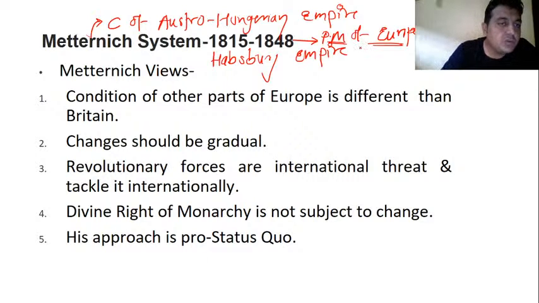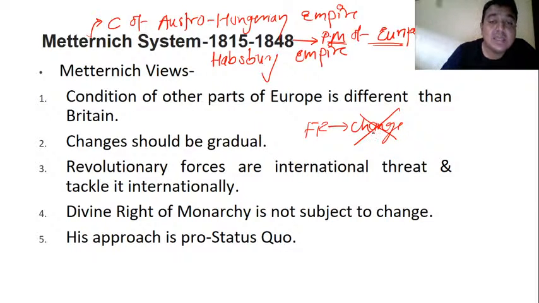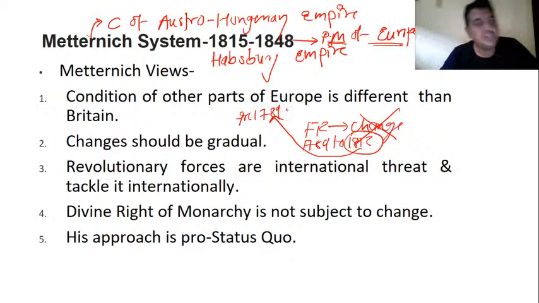But Metternich was a very conservative person. Very conservative means whatever changes were introduced by the French Revolution, he was against them. Whatever changes were introduced from 1789 to 1815, he wanted to reverse everything and make Europe return from 1815 to the pre-1789 era.